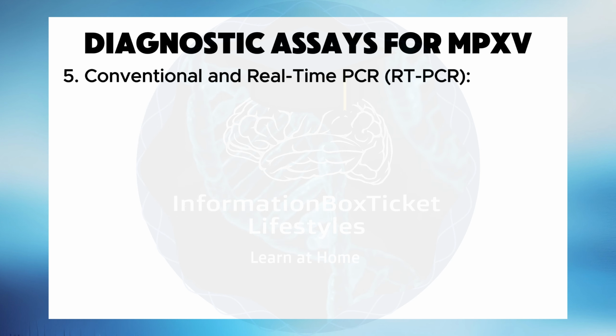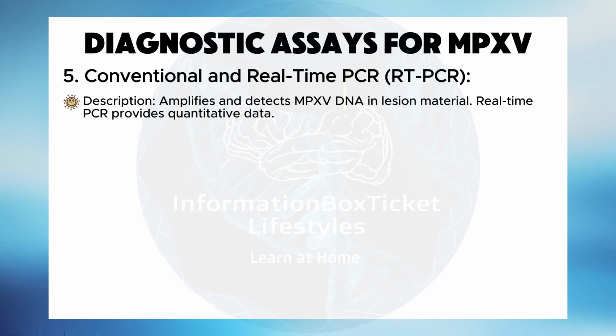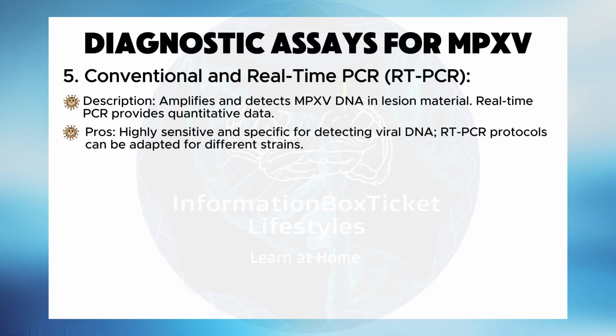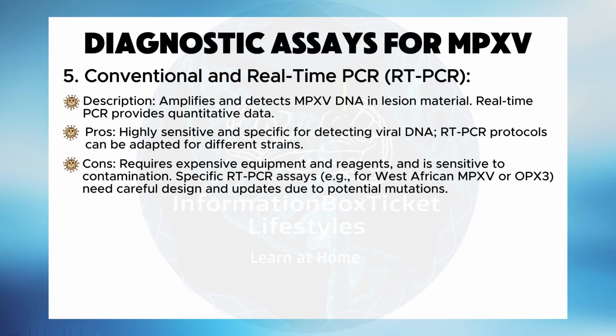5. Conventional and real-time PCR, RT-PCR. Description: amplifies and detects MPXV DNA in lesion material. Real-time PCR provides quantitative data. Pros: highly sensitive and specific for detecting viral DNA. RT-PCR protocols can be adapted for different strains. Cons: requires expensive equipment and reagents and is sensitive to contamination. Specific RT-PCR assays, for example for West African MPXV or OPX3, need careful design and updates due to potential mutations.